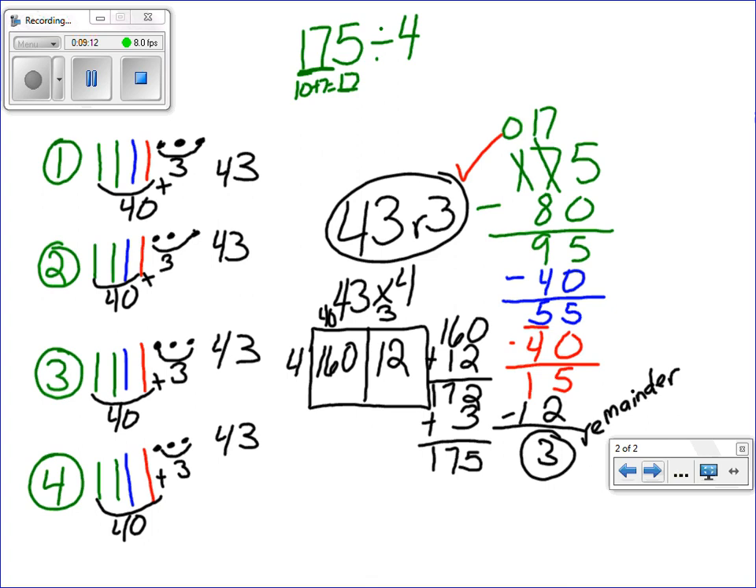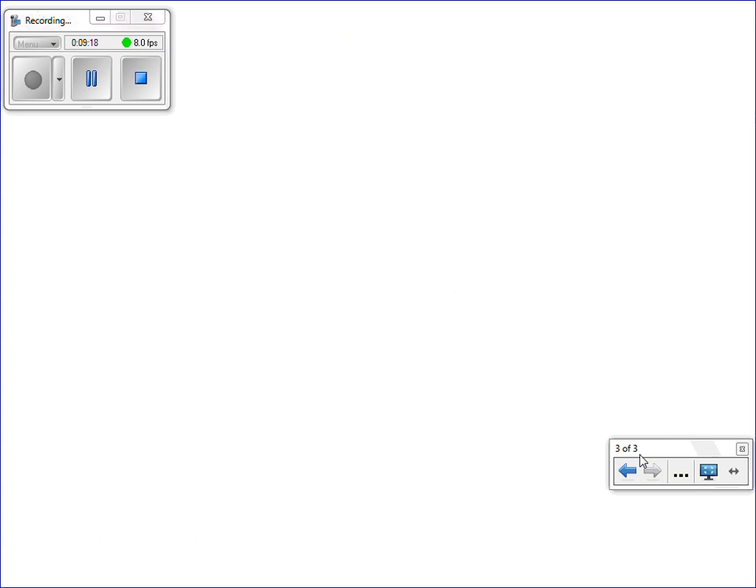Now, let's look at one that's a 4-digit by a 1-digit. They don't have to go any higher than a 4-digit by a 1-digit. Let's look at something like this.